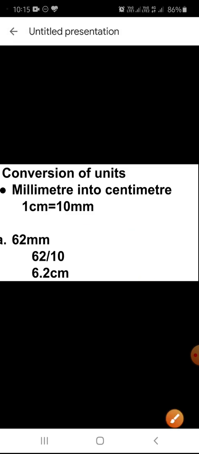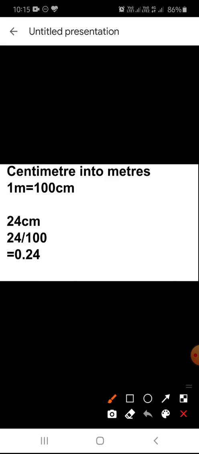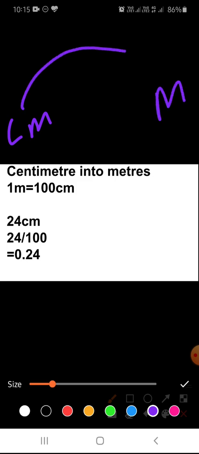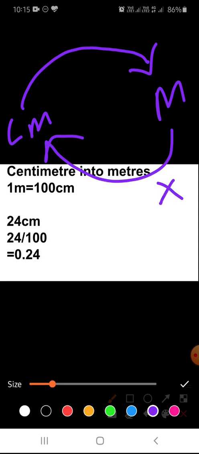So this way we convert the units. Now if we have to convert centimeter into meter, we know that centimeter is a smaller unit and meter is a larger unit. So whenever you have to convert larger into smaller, you will do multiplication, and whenever you have to convert smaller unit to larger unit, in that case you will do the division. So centimeter into meter you can convert, and meter into centimeter also you can easily do.